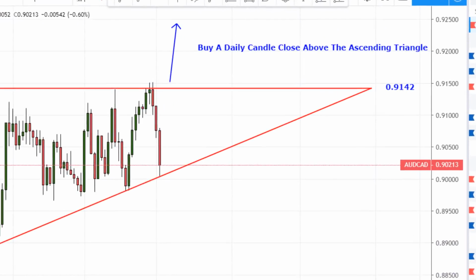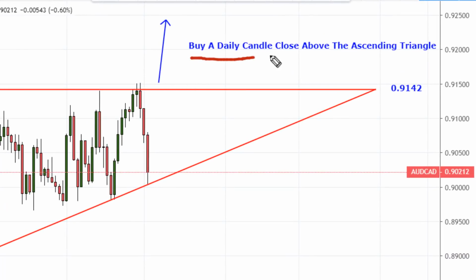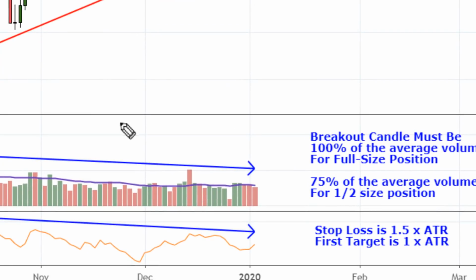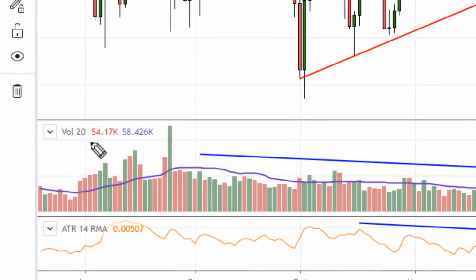Now here's the trade plan. We will buy a daily candle close above the ascending triangle or above 91.42. On the breaking candle, to enter a full-size position, we want to see this volume bar reach up to this volume average. If it doesn't quite reach the average but does at least reach 75% of the average, I will open a half-size position to reduce risk. You can calculate the percentage by dividing this volume number by this volume average, and you should get 0.75 or greater as the result. If you don't get at least 0.75, then stand aside on the trade.